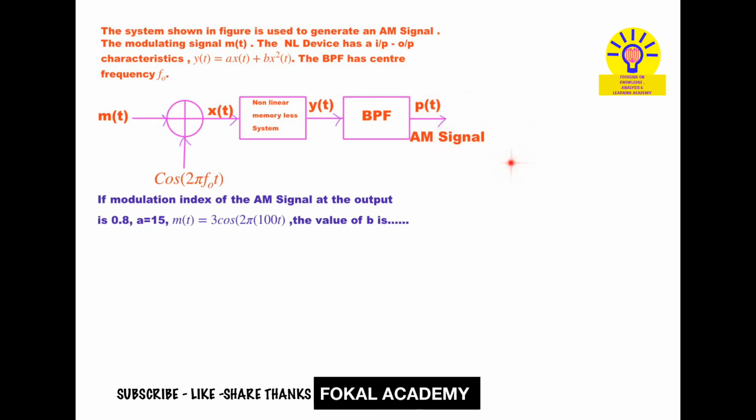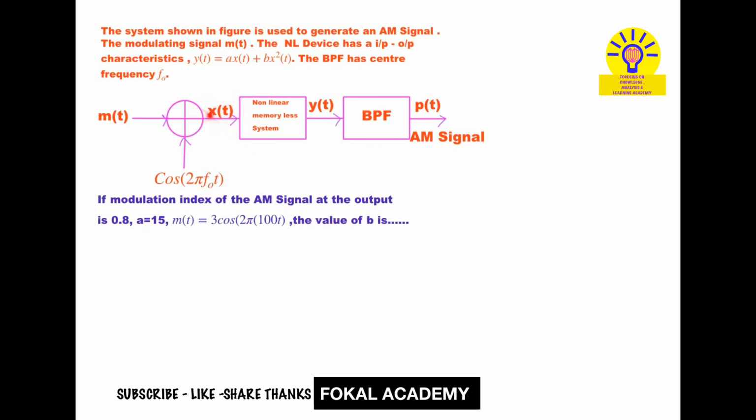For that AM signal, consider that the modulation index is 0.8, A is equal to 15, and m(t) is equal to 3·cos(2π·100t). Then what is the value of b? So this is the question.